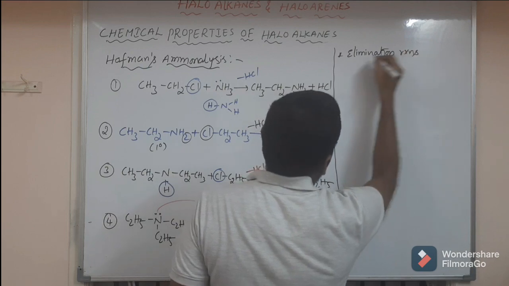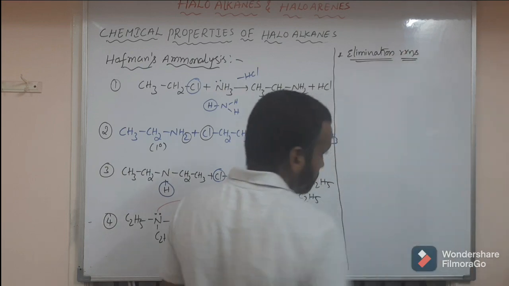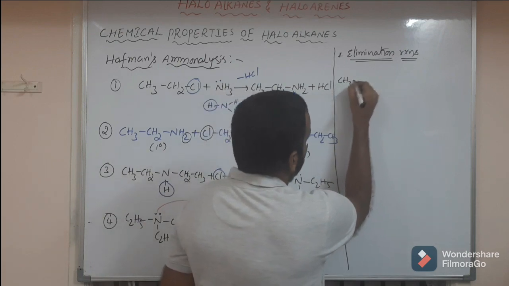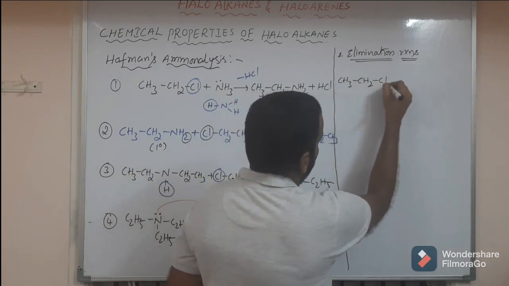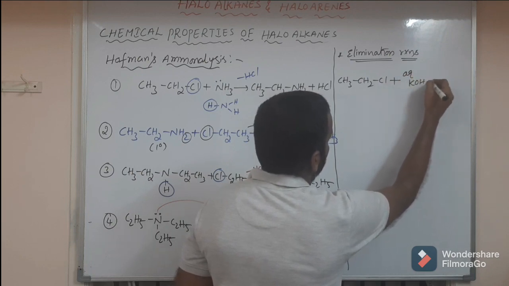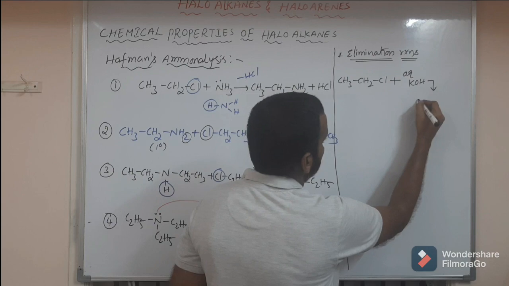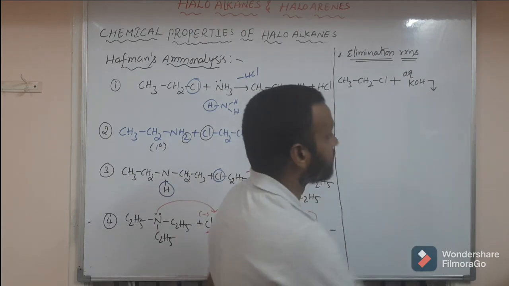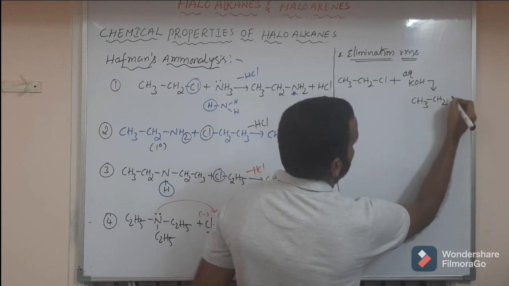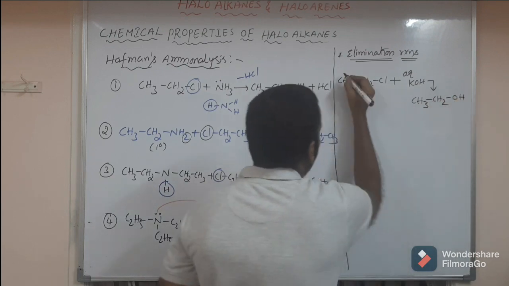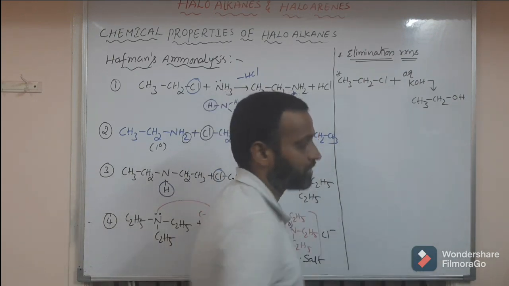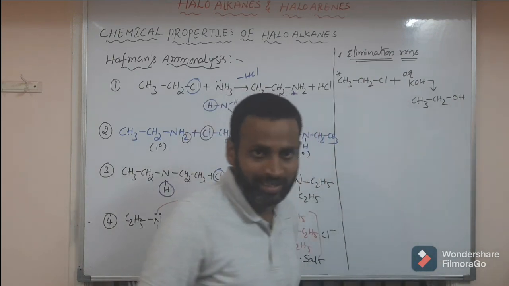Elimination reactions. Mainly I'll give you two here. Ethyl chloride, CH3CH2Cl, when you are treating with aqueous KOH, the product is substitution actually, so alcohol is the product. So you will have CH3CH2OH. I will give you a comparison. Of course, this is not an elimination reaction. This is a substitution reaction.